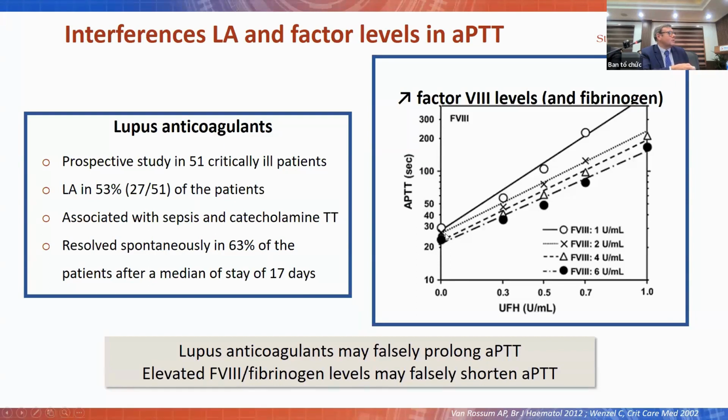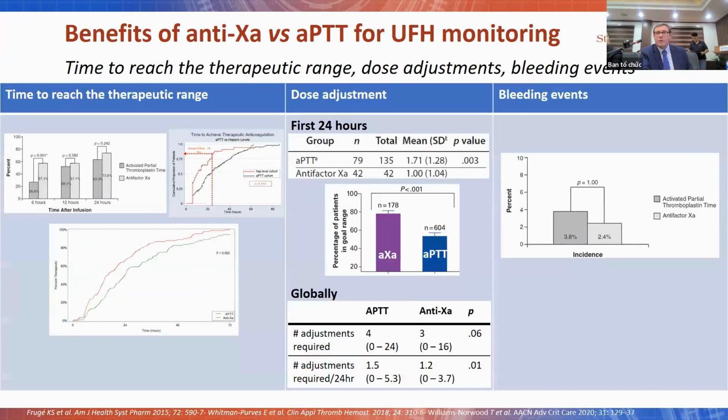This is a normal patient with the white circle here with 100% of factor VIII, and on the opposite, the black circle represents a patient with 600%, which is quite high, but we can have intermediate values. You can see that the APTT is dramatically shortened in those patients with high levels of factor VIII, and this would be the same with patients with high levels of fibrinogen.